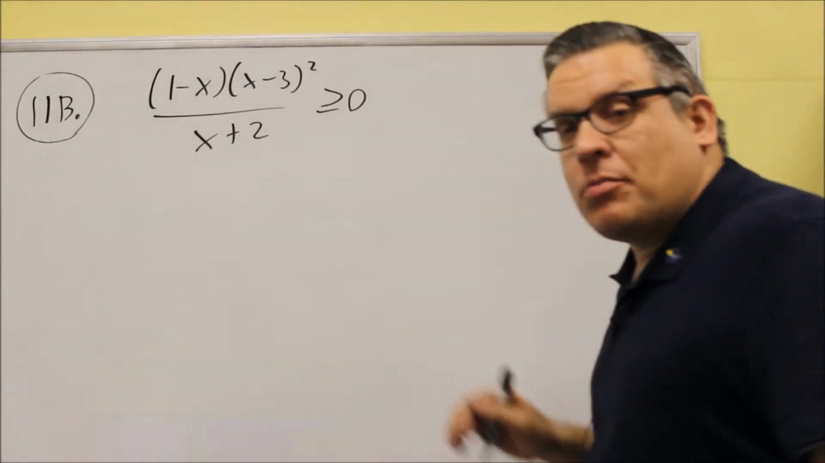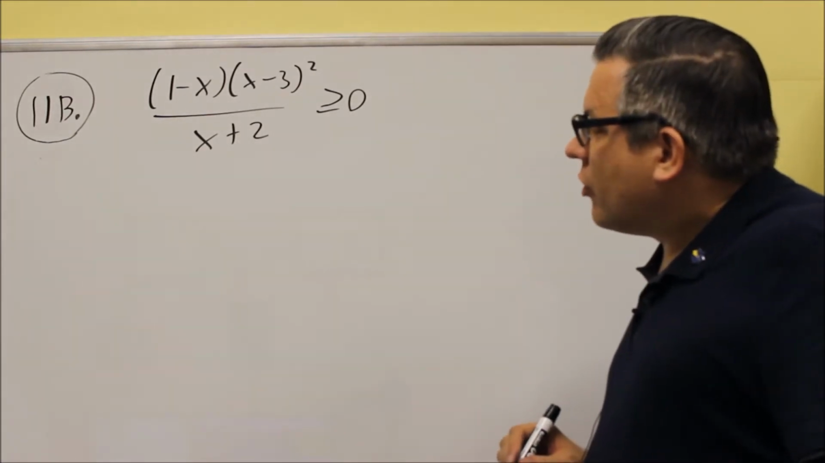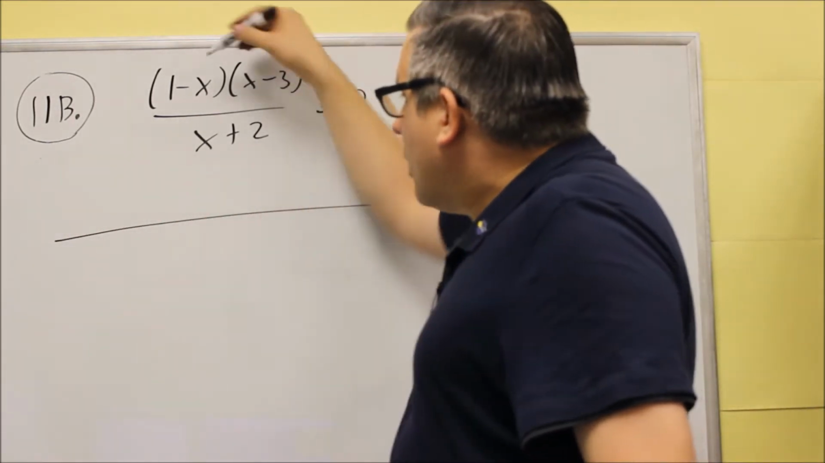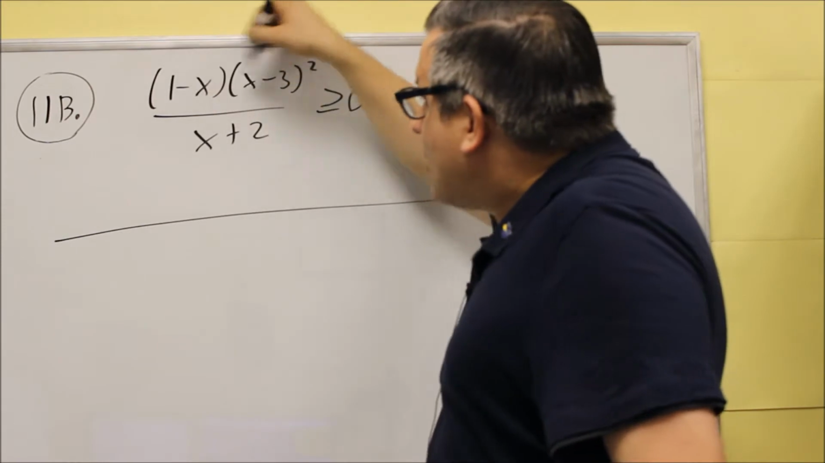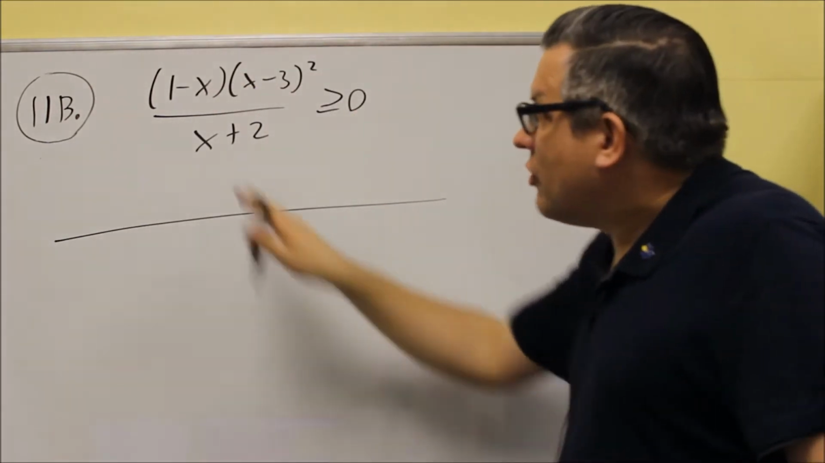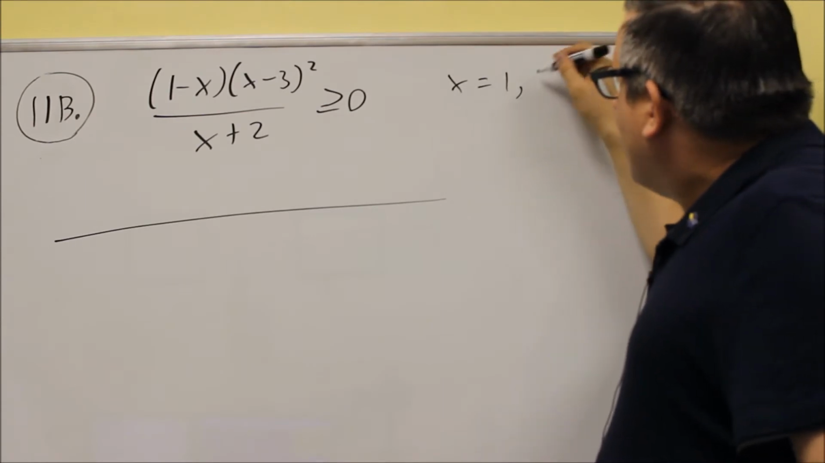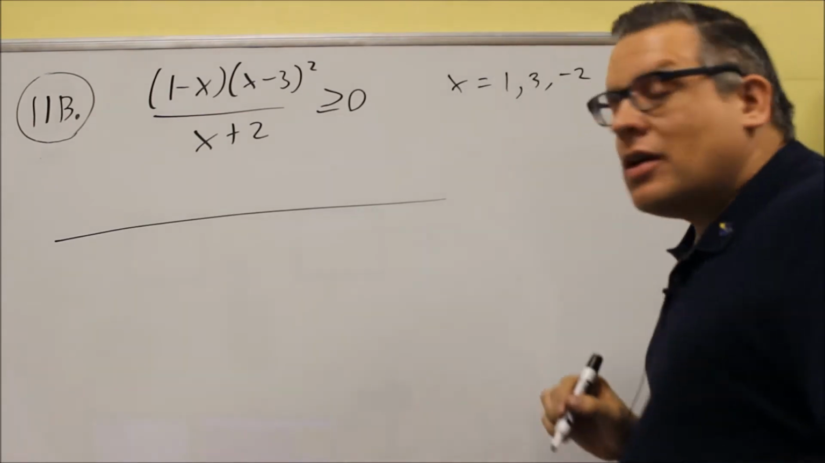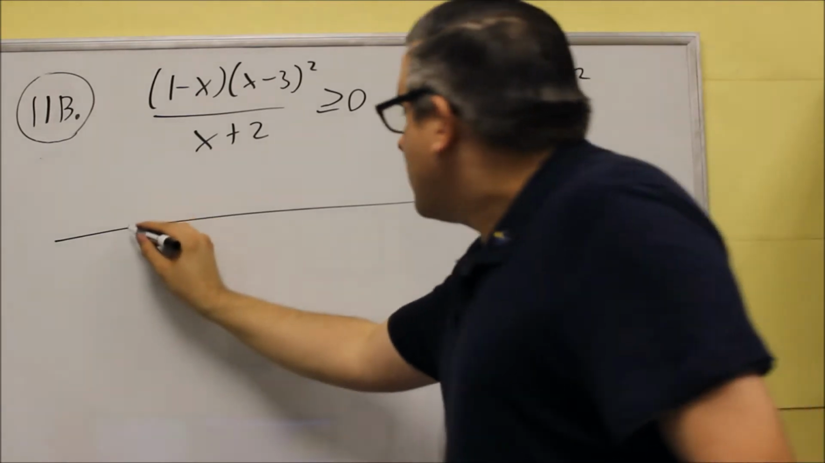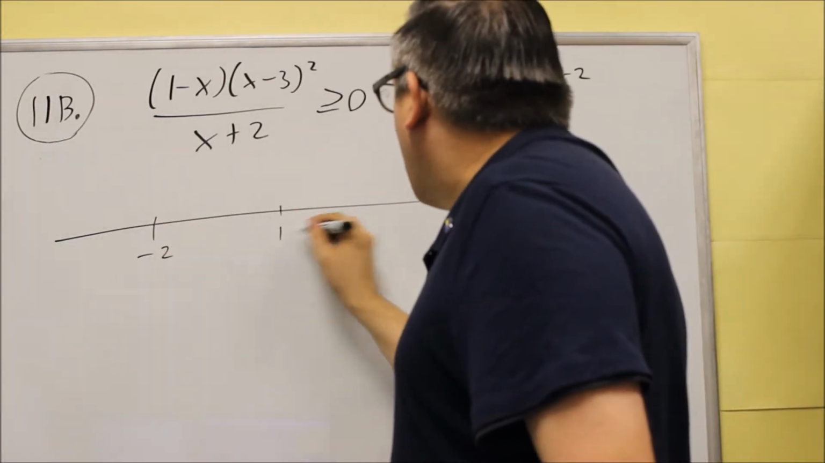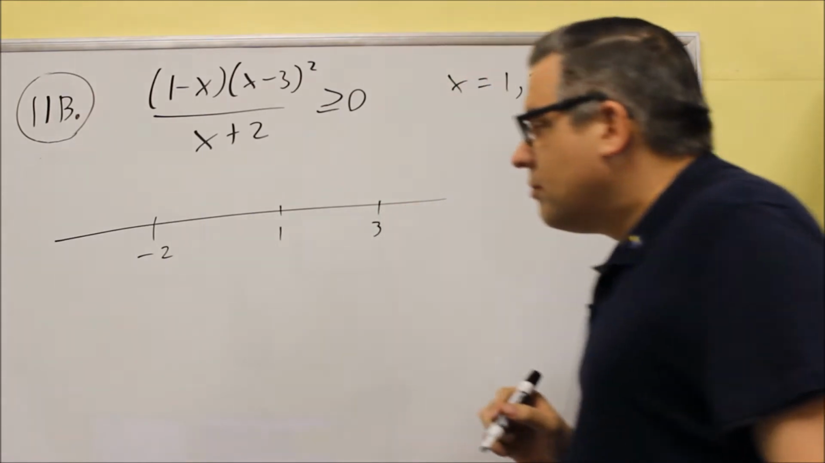So if you do the number line method in this case, what you want to do first is on your number line, you're going to put the numbers that make each of these individual things 0. So if you set each of these individually equal to 0, you get 1, 3, and -2. So I'm going to put these down here on the number line. I'm going to do -2, and then I have a 1 and a 3.